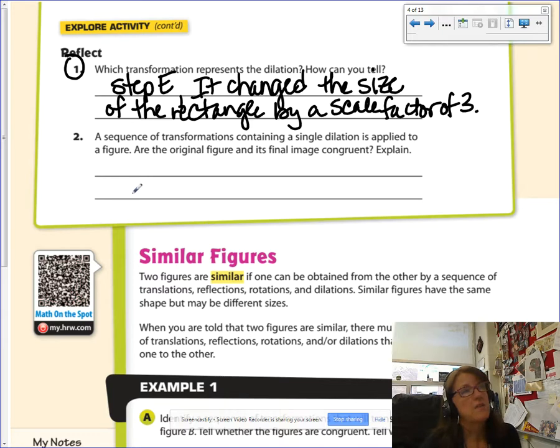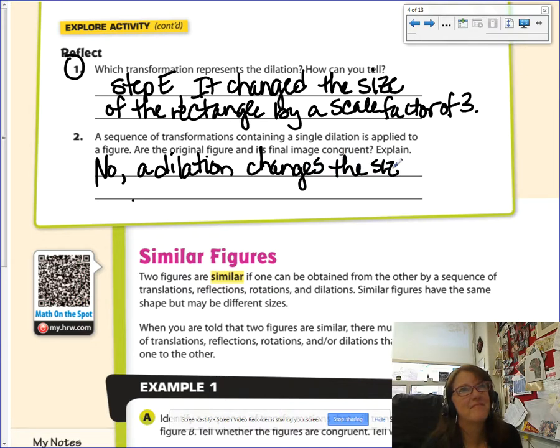All right, a sequence of transformations containing a single dilation is applied to the figure. Are the original figure and its final image congruent? No. If there is one dilation in there, you changed the size of the figure. And so because of that, we have to say no. A dilation changes the size. That's an H, by the way, of the figure. There we go.